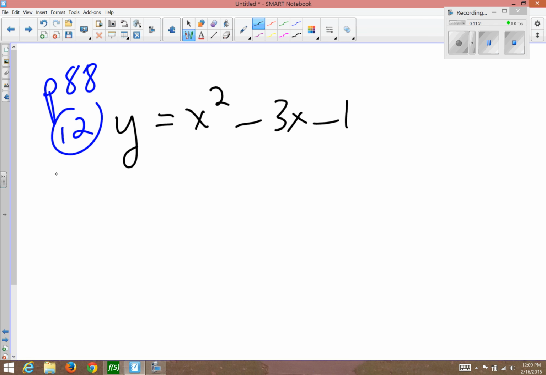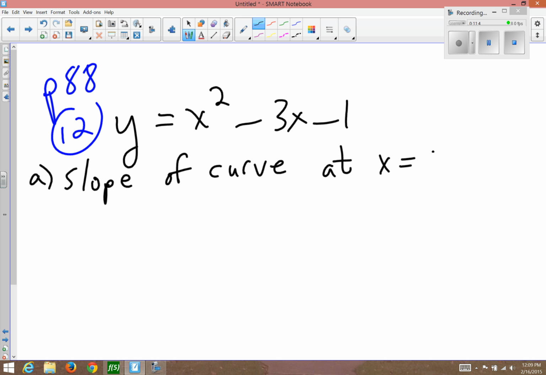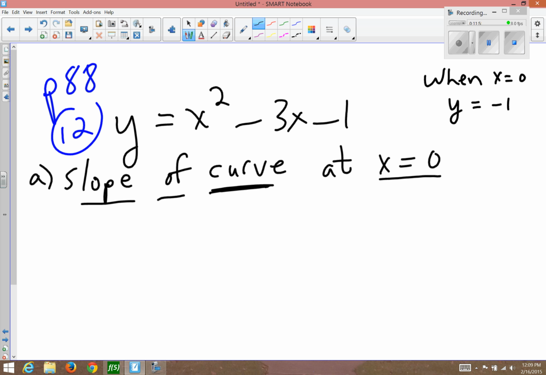So when number 12 says, find the slope of this curve at the indicated point, it really means the slope of the tangent line at x equals 0. First note that when x is 0, y is negative 1. We will use that later. Right now we don't need it. When x is 0, hopefully you see that y will be negative 1. Use that later.